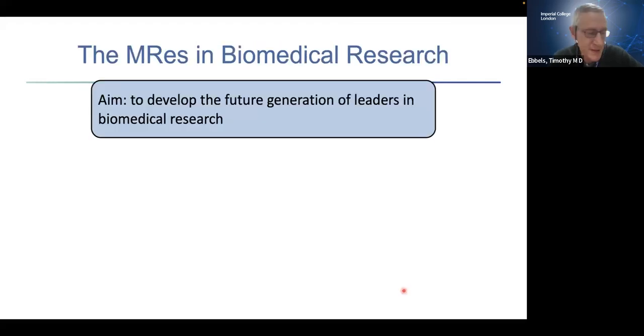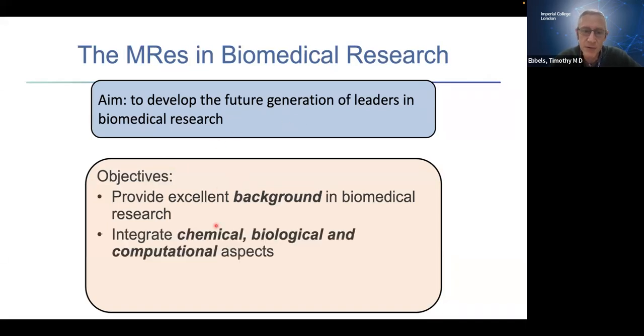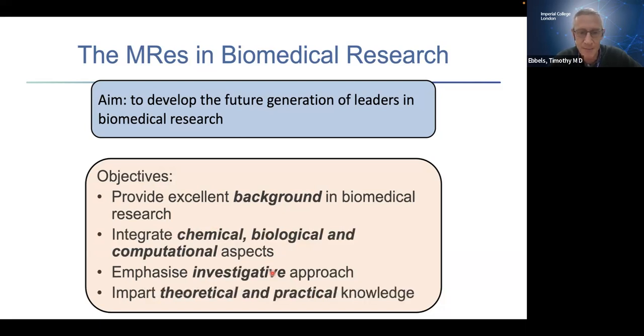What do we want to do with this course? Well, we want to develop a future generation of leaders in biomedical research worldwide. And we aim to do that through providing a really good background in the course. We integrate lots of different multidisciplinary areas, so chemistry, biology, and computational aspects. It's a very investigative approach that we emphasize because you're actually doing research the whole time. And of course, there's a lot of emphasis on detailed theoretical and practical knowledge.